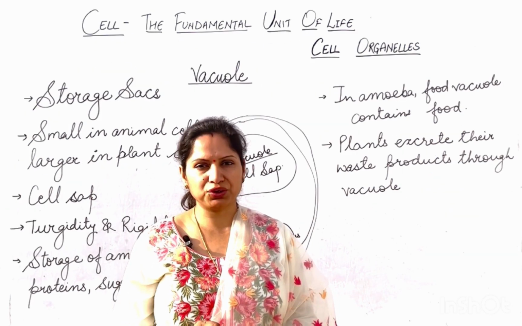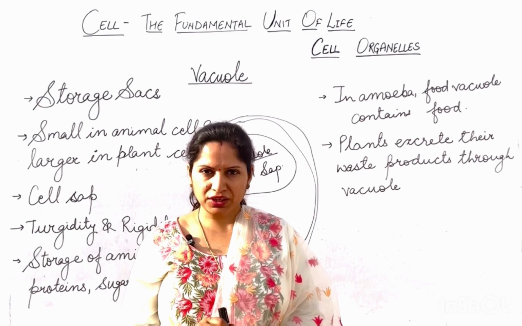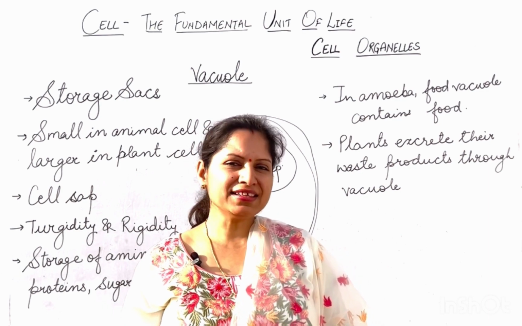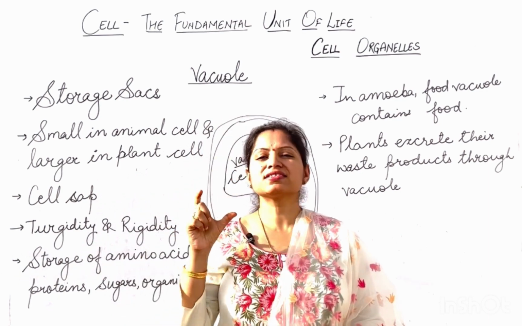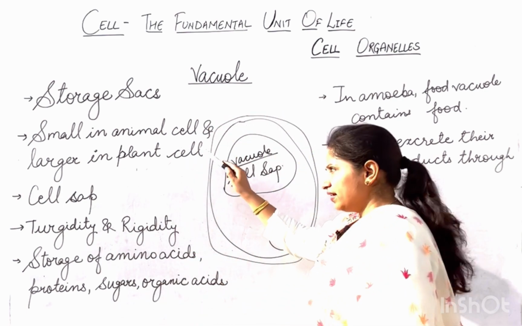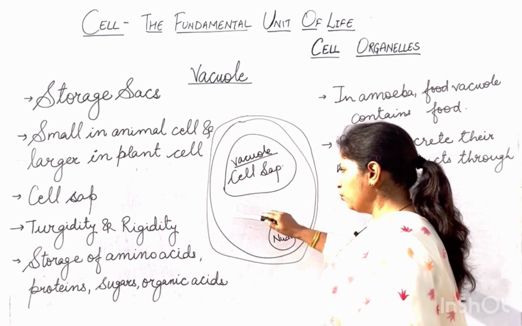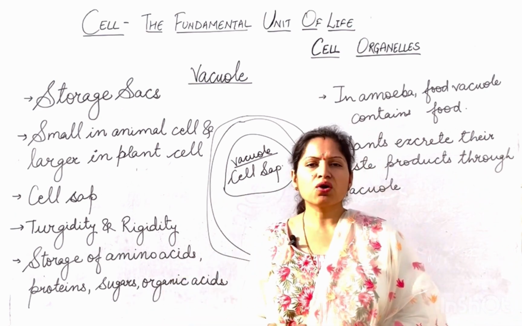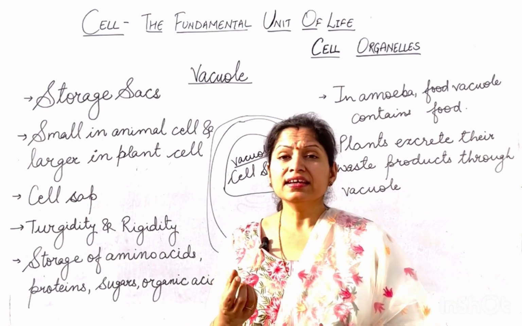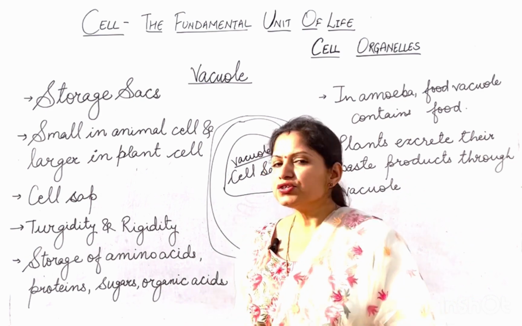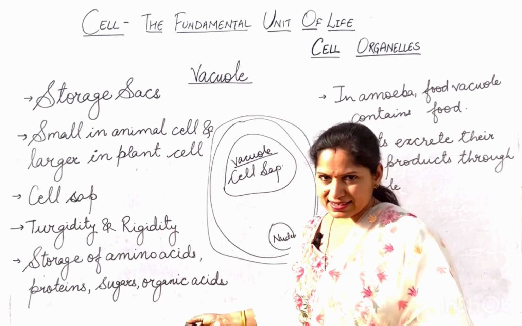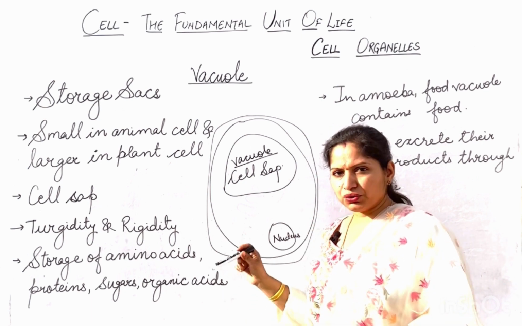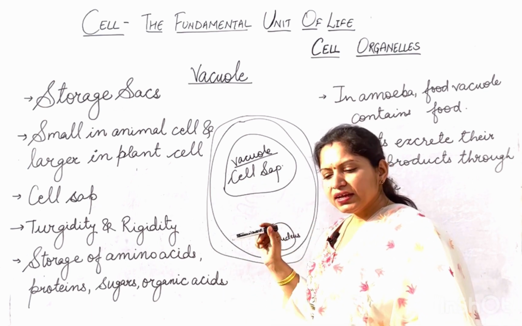Our next cell organelle is vacuole. Vacuole is present in a plant cell as well as in an animal cell. But in animal cell, it's very small, and in plant cell, it's really big. The plant cell has a big vacuole which stores amino acids, proteins, sugars, and organic acids like citric acid in lemon and oranges. So these are known as organic acids that are all stored in a vacuole. The fluid present in the vacuole is known as cell sap.